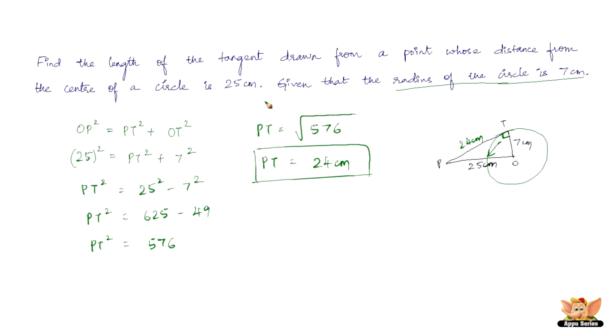A very simple problem. All you have to do is just identify the property to apply in the given criteria, and it's all about the simple Pythagoras theorem after that.